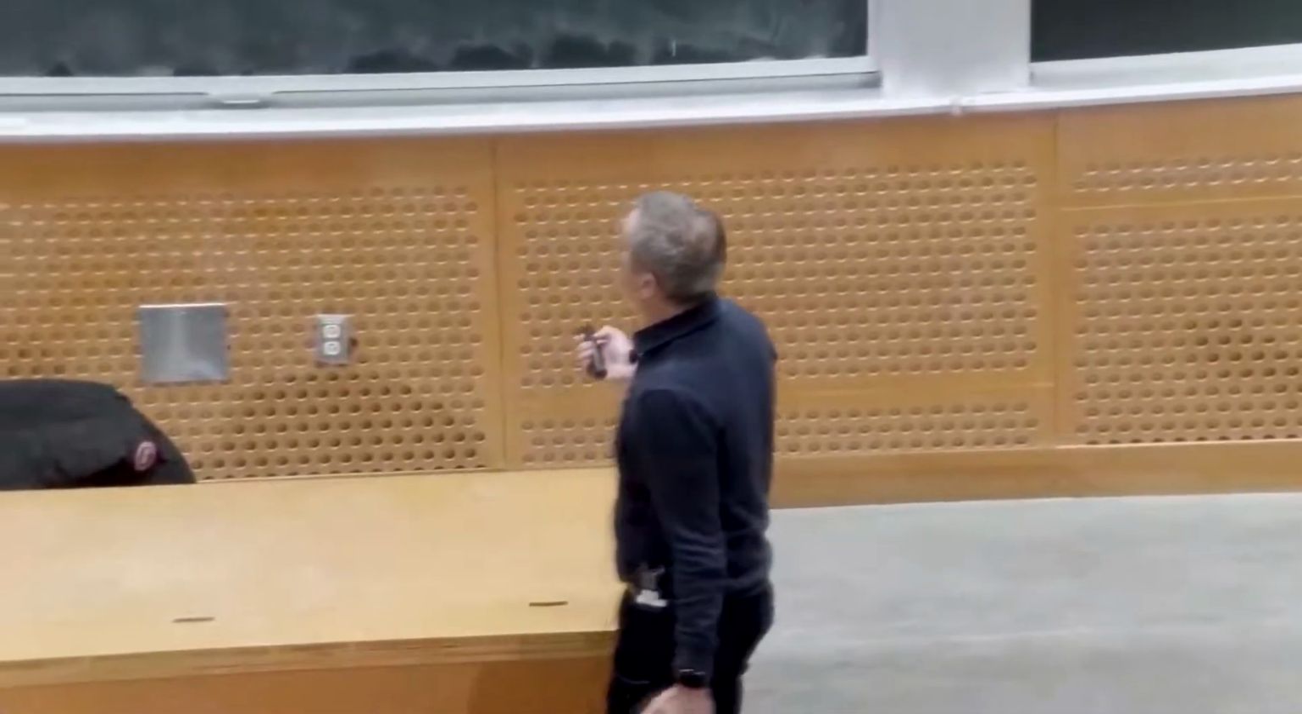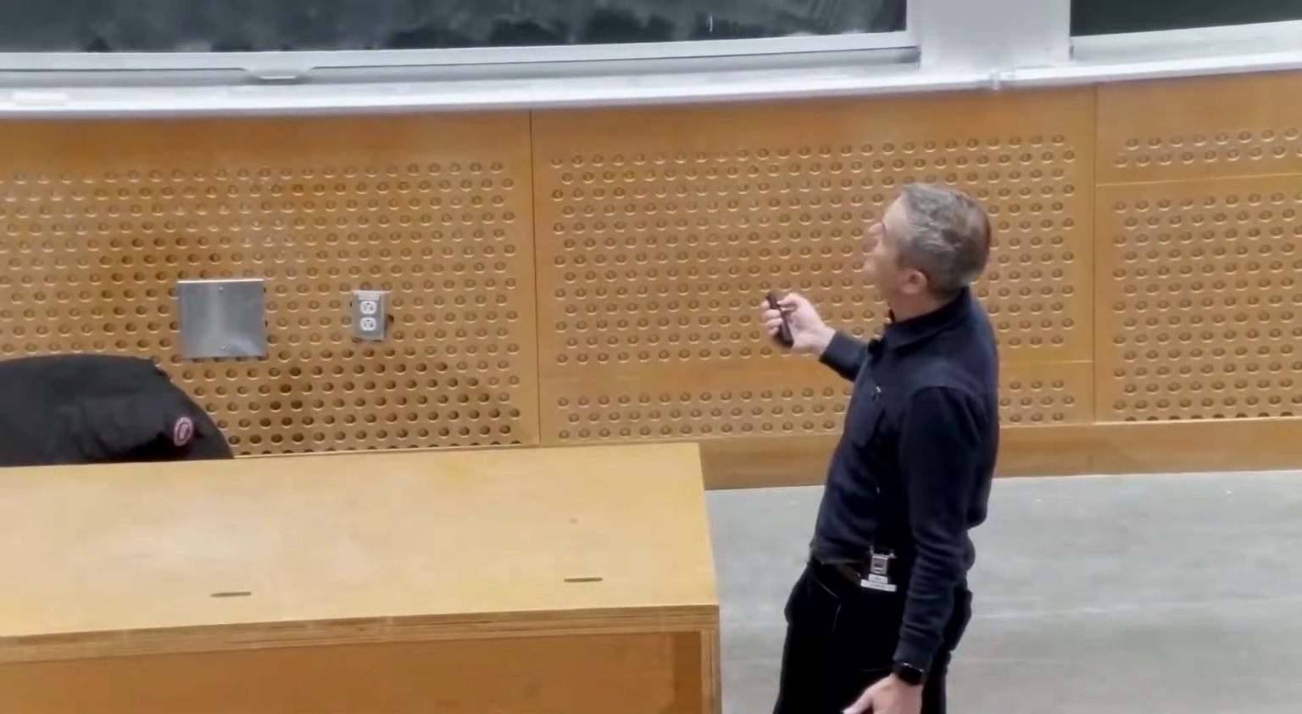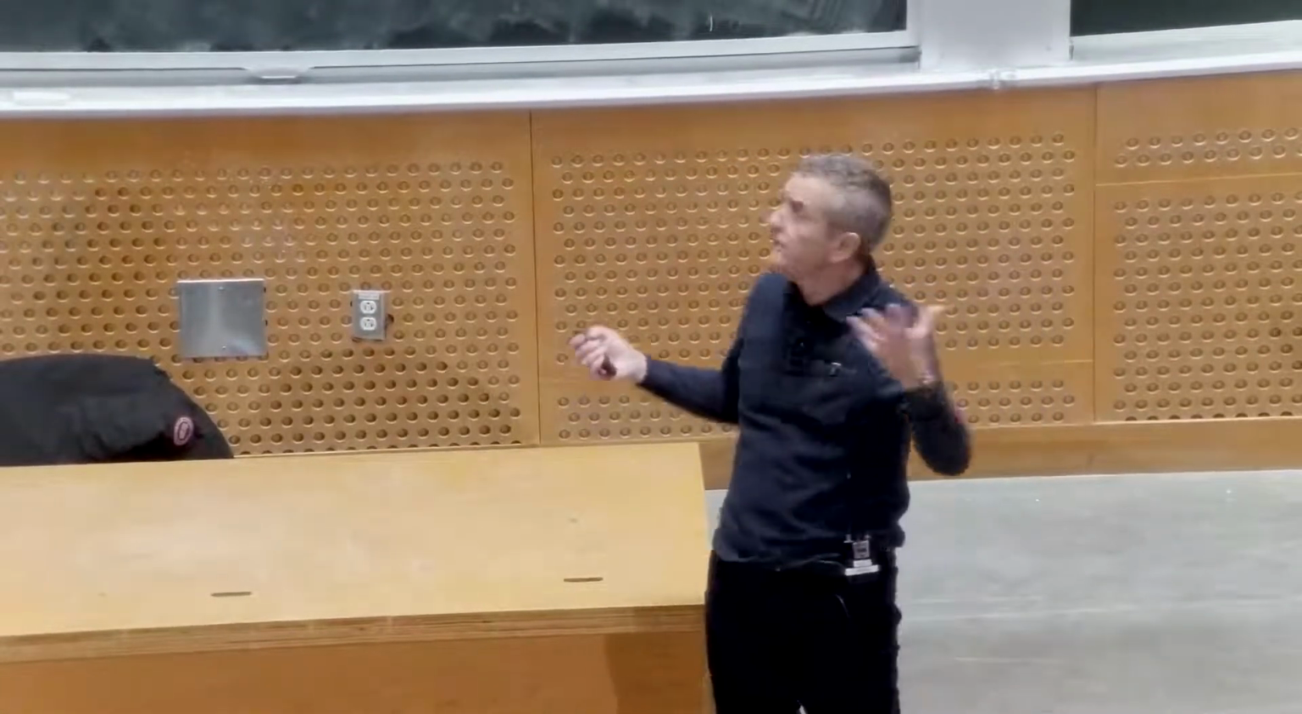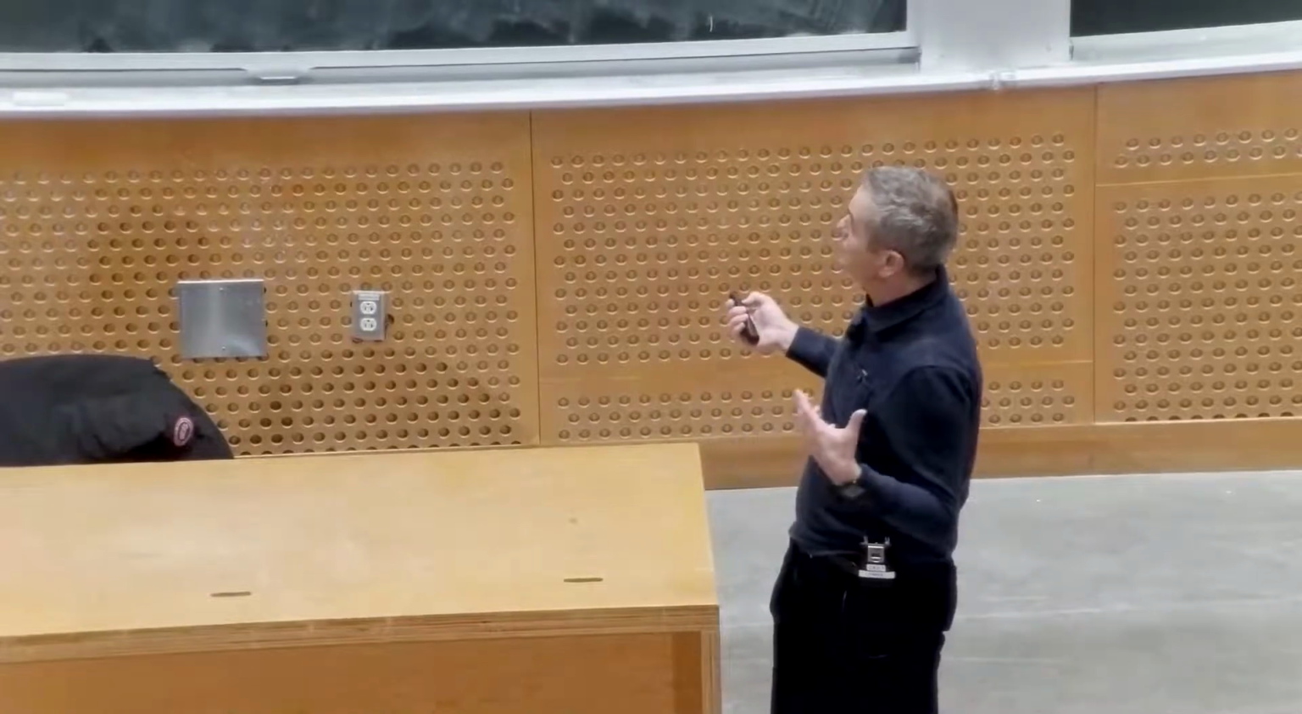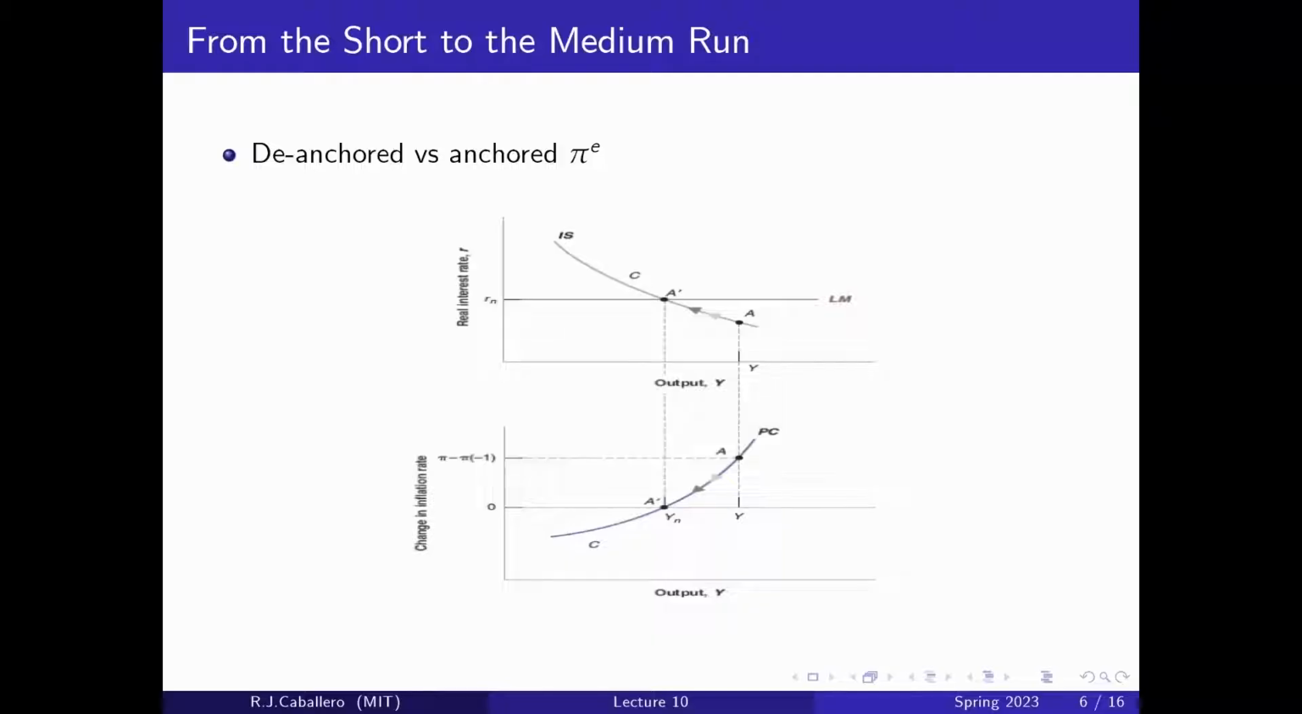Okay, finally we got to a situation where the interest rate is equal to the natural rate of interest. That tells me that output is equal to potential output. That tells me here that inflation is not changing.